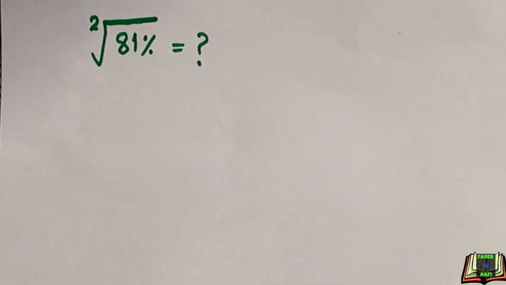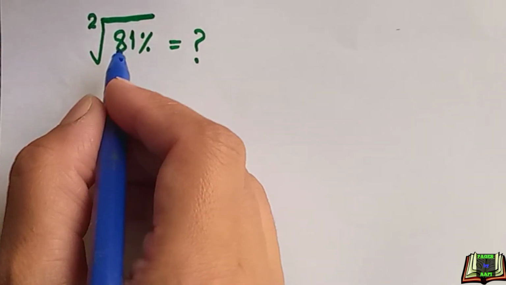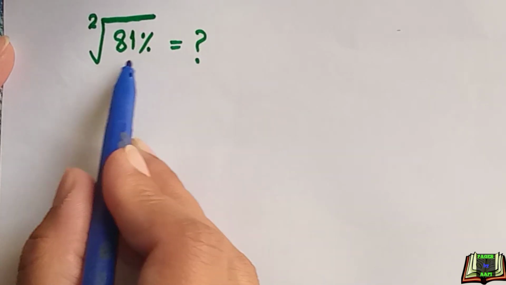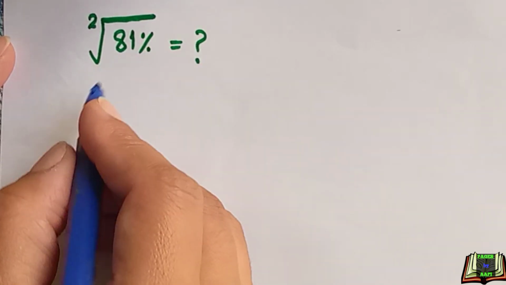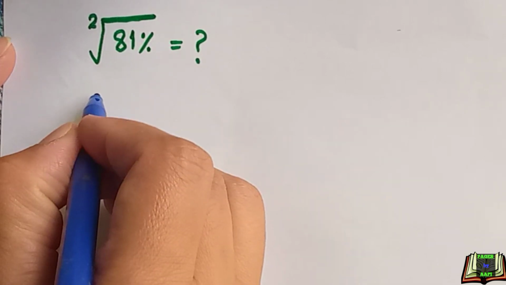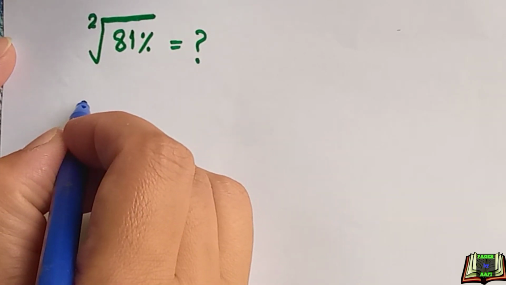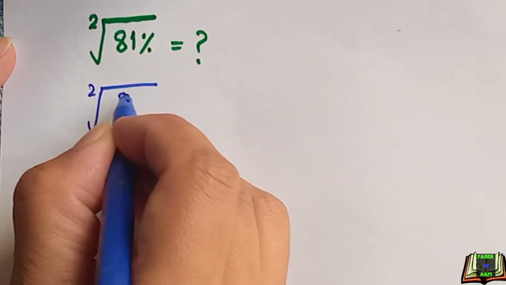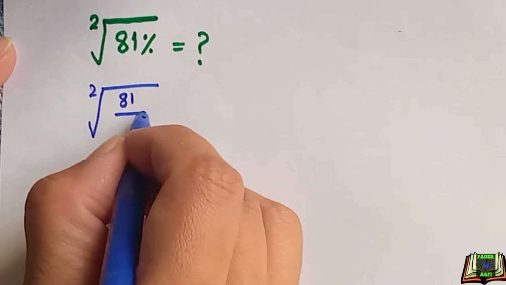Welcome all of you. In this tutorial, we are going to find the value of 2 root 81%. So let's see its solution. The very first thing that we will do is change this 81% into decimal form. And for that, we will divide 81 by 100.